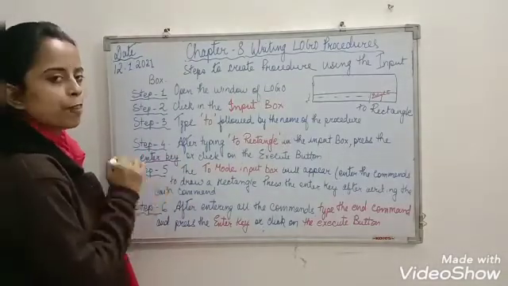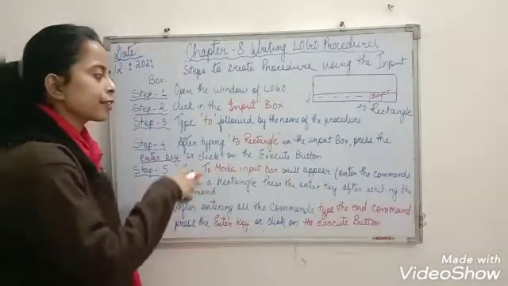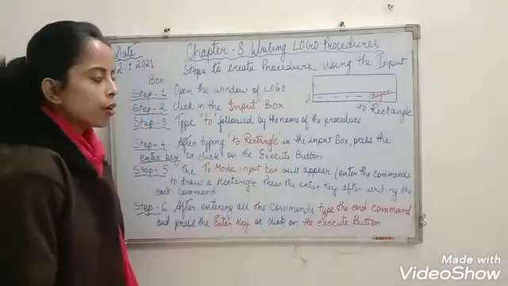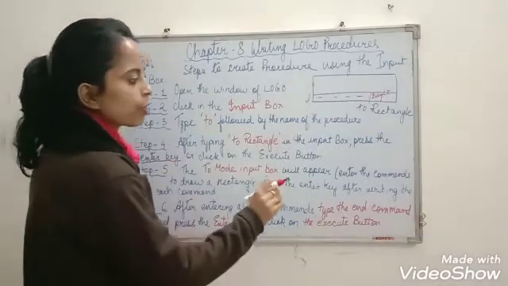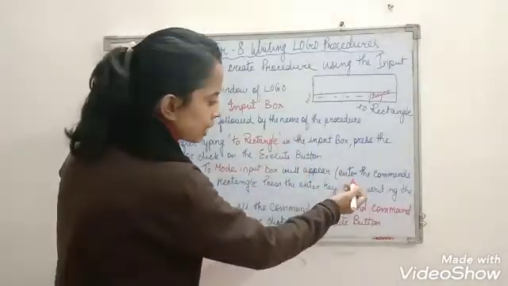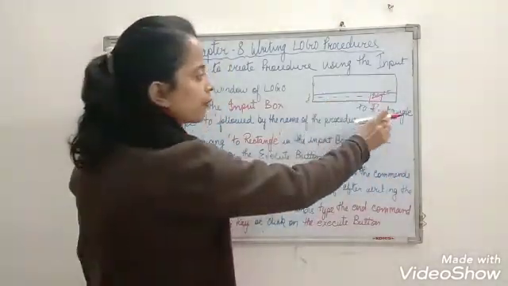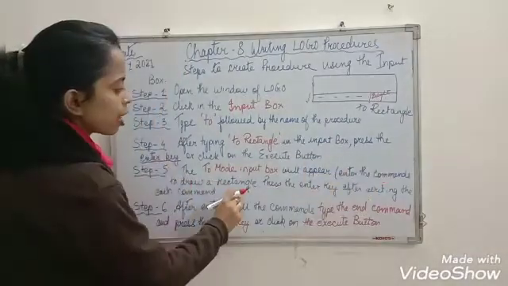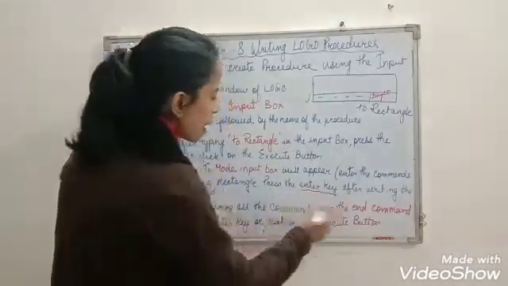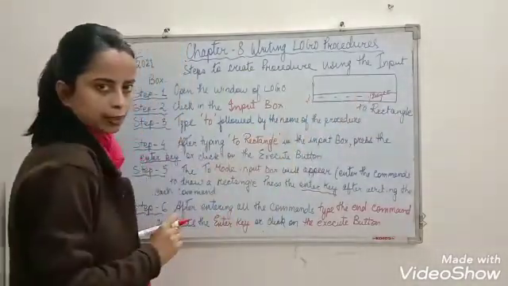Right? Step 5. The 2 mode input box will appear. After pressing the enter key or execute button, the 2 mode input box will appear. At that time, when the 2 mode input box appears, what you have to do is step number 6, which I have joined here. Enter the commands. You have to write down the commands to draw a rectangle. Clear? After that, you have to press the enter key after writing each command. Each command is for drawing a rectangle.